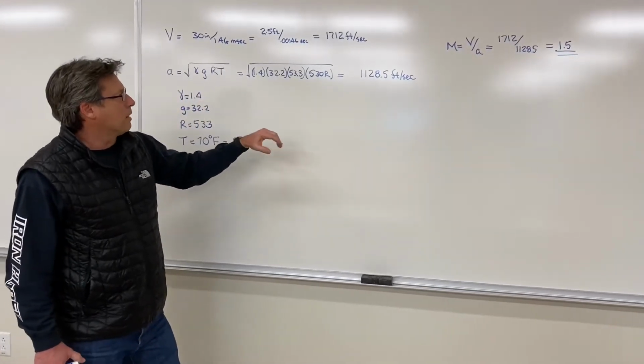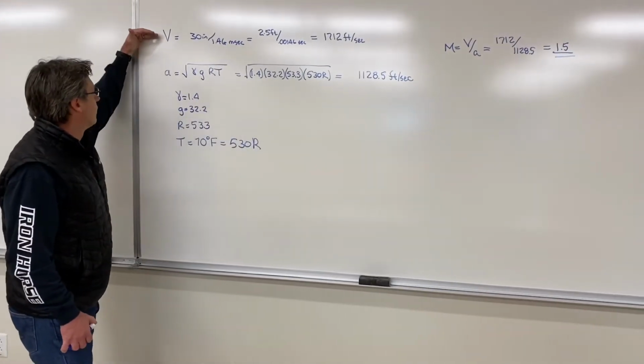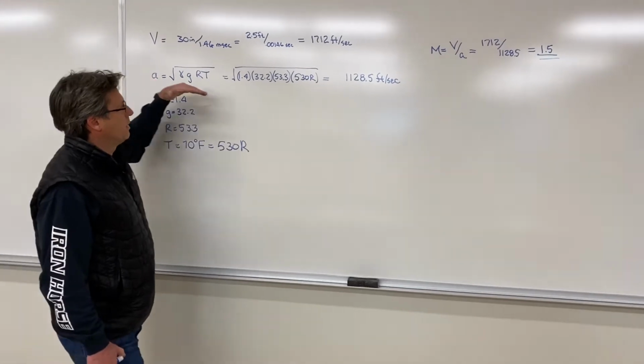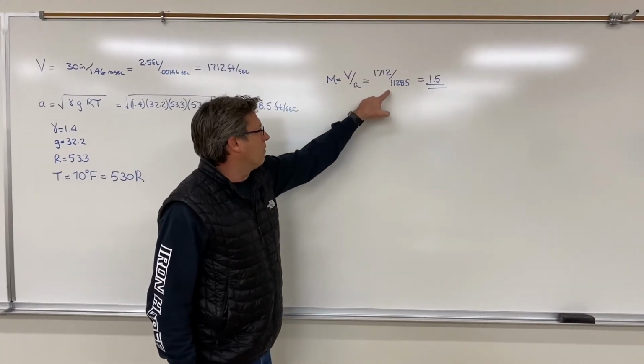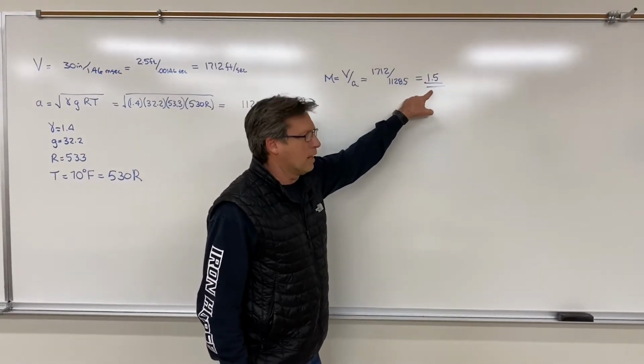We calculate Mach number by taking the ratio of the velocity to the sonic velocity, 1712 divided by 1128.5, and we get a Mach number of 1.5.